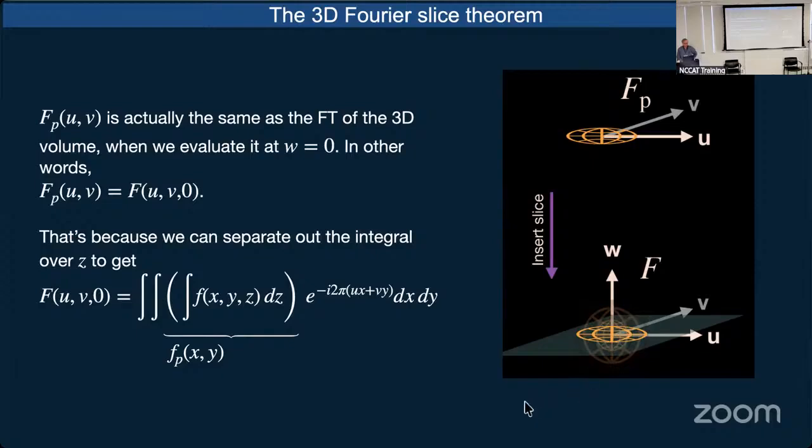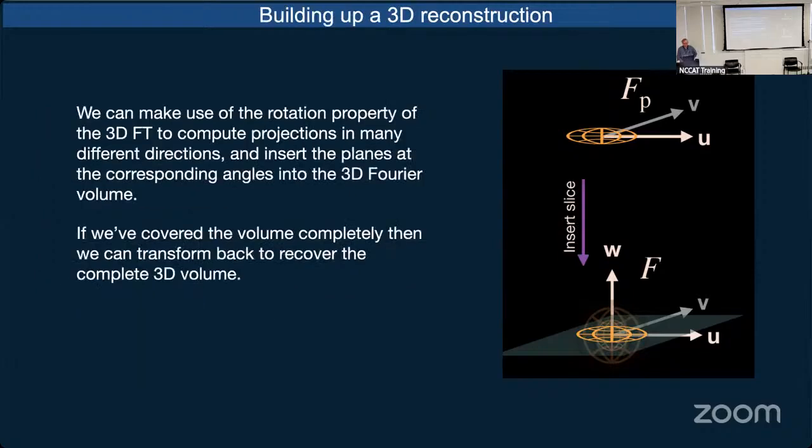And it's the same trick where, because we get rid of one term in the complex exponential, it's like taking the projection and then doing a 2D transform on it. That's how you prove the slice theorem. So we can make use of the rotation property and fill in the whole Fourier space. And that's how we can do 3D reconstruction.